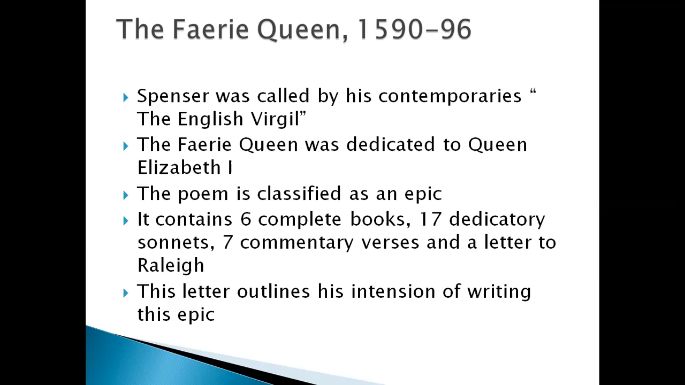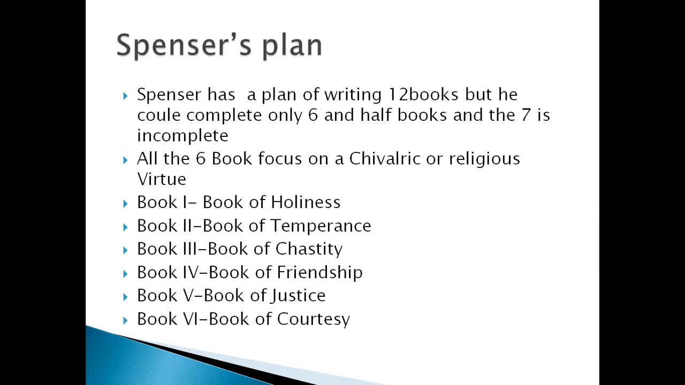Along with this Fairy Queen, six complete books are there, 17 dedicatory sonnets, and seven commentary verses and a letter to Walter Raleigh. It is all there in Fairy Queen. That letter outlines Edmund Spenser's intention in writing Fairy Queen. In the letter he mentioned that he wanted to complete 12 books, but before he could complete them, he died. That's why he couldn't complete the 12 books.